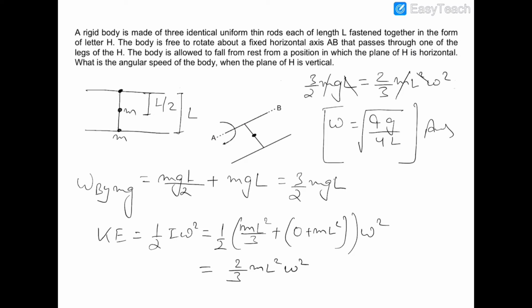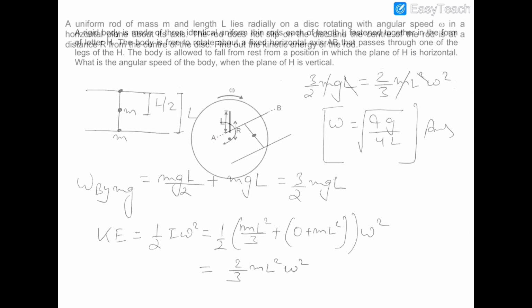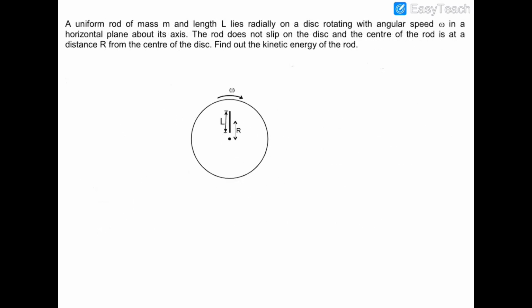Now let's move on to the next question. In this question, you can see that there is a disc, and this disc is containing a rod of length L, and this rod is fixed on this disc. It is not slipping on the disc. Now this complete system is rotating with an angular velocity of omega about this center, and the center of the rod is at a distance of r from the center of the disc.